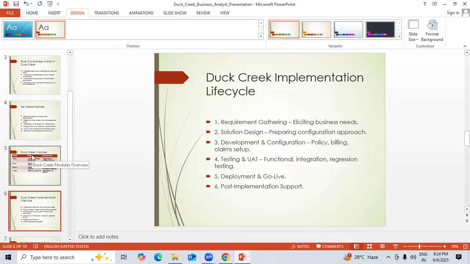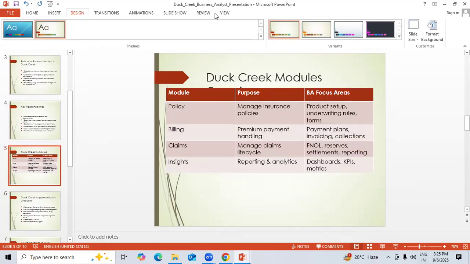Now we need to know about the Duck Creek implementation lifecycle, which we are going to discuss in the next session.